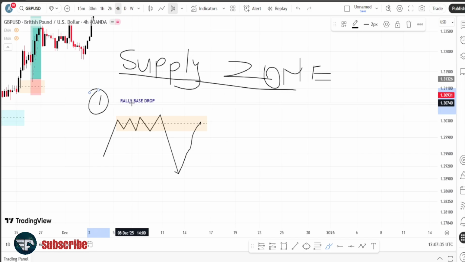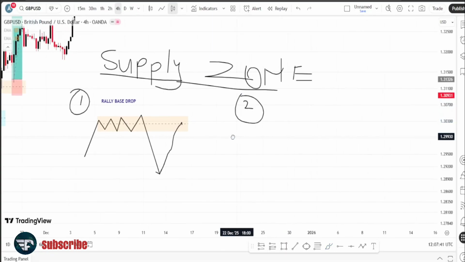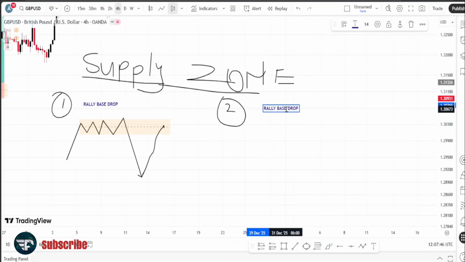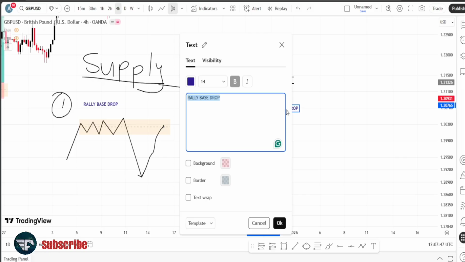The second supply zone is drop base rally. From here we're going to go to the live example, then we try and identify them on the chart. So we have drop base rally.